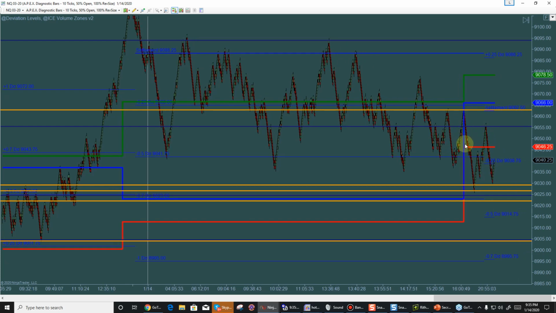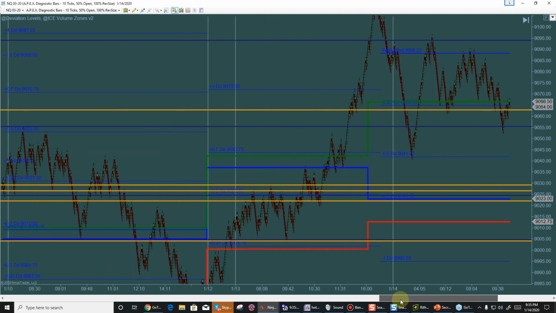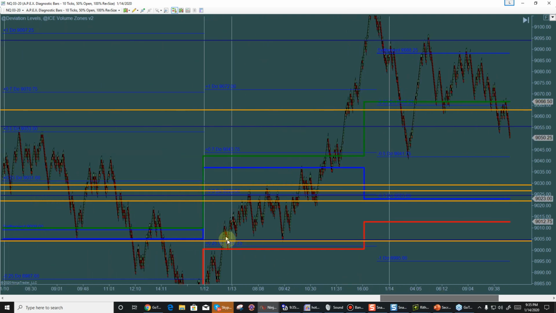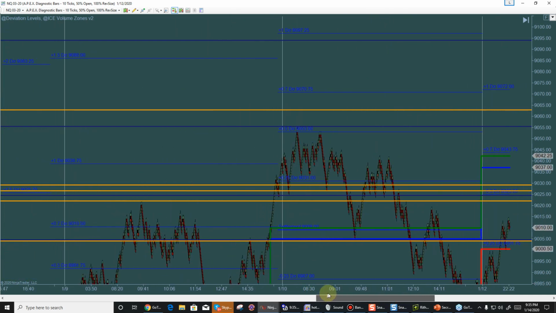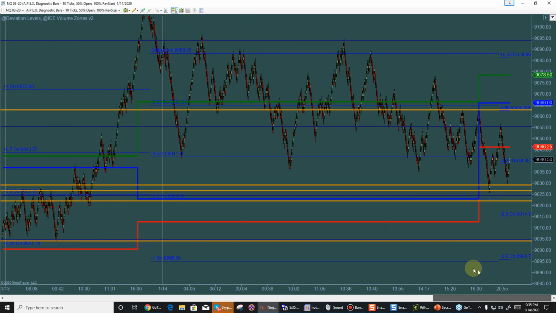So do y'all like seeing that? Just backing up and seeing these levels and the power that they have, especially when they stack up together. It makes the picture a little clearer without everything on it, right?